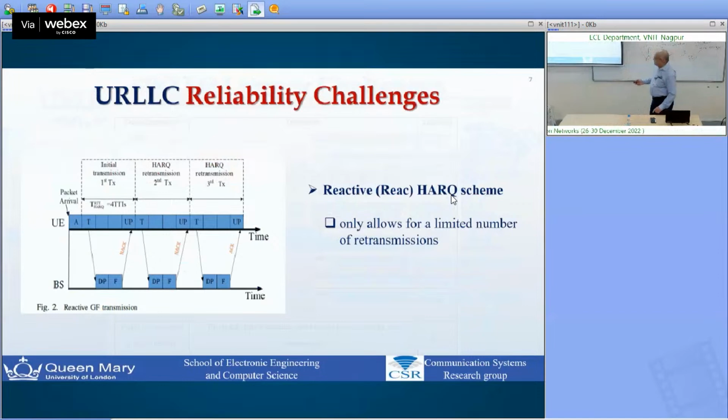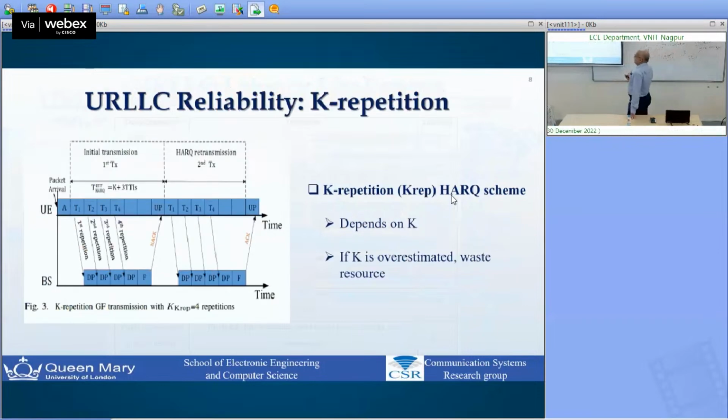Another scheme is the K repetition scheme. You are going to repeat K times. For example, the same packet you are going to repeat 4 times. If you repeat 4 times, the base station is going to decode independently every time: first time decode, second time decode, third time decode, fourth time decode. At the end of the fourth frame, it will send the acknowledgement whether succeeded or not.